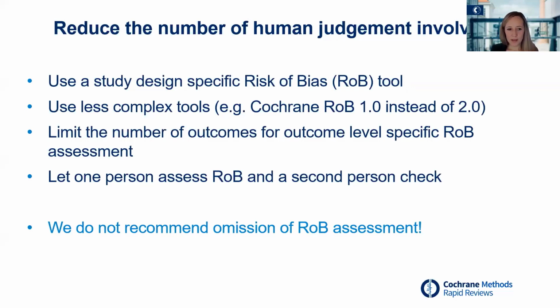We do not recommend omission of risk of bias assessment because it gives important information for the reader. It is necessary to know whether the studies you include in your rapid review have a high risk of bias or not. And it's not very helpful for the reader if you do not assess the risk of bias at all.